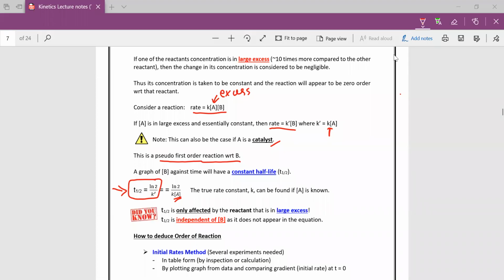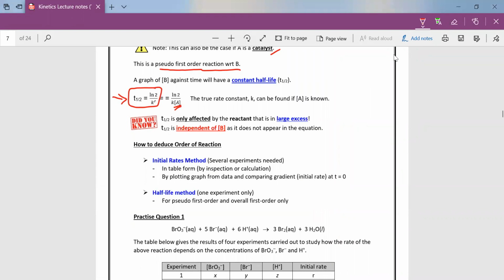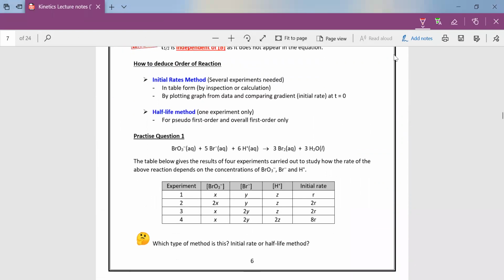Okay, let's continue how to deduce the order of reactions, initial rates method or half-life method. All right, so there are two main methods that we use to deduce the order of reaction. Let's do a few practice questions to actually see how this works.